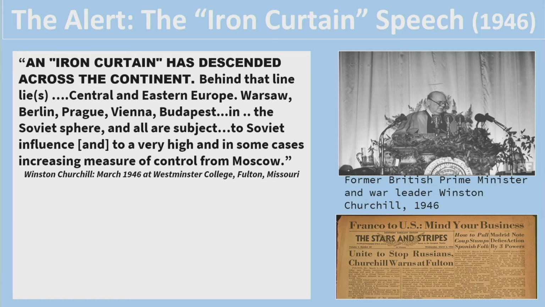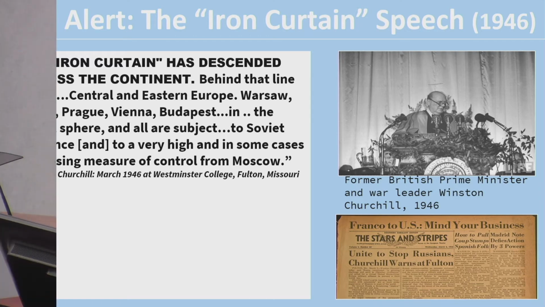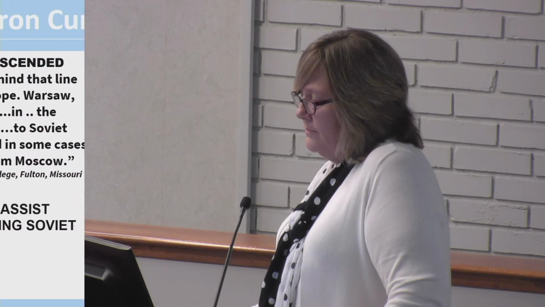What Prime Minister Churchill has come to say is basically to sound the alarm bell. He's saying, America, you must come in and help us fight Soviet aggression. His exact words: an iron curtain has descended across the continent. Behind that line lies Central and Eastern Europe in the Soviet sphere, and all are subject to Soviet influence and to a very high and in some cases increasing measure of control from Moscow. He sounds the alarm bell, and the message he sends to the United States, and it's received, is the U.S. must help us, must assist Western Europe in stopping Soviet aggression.